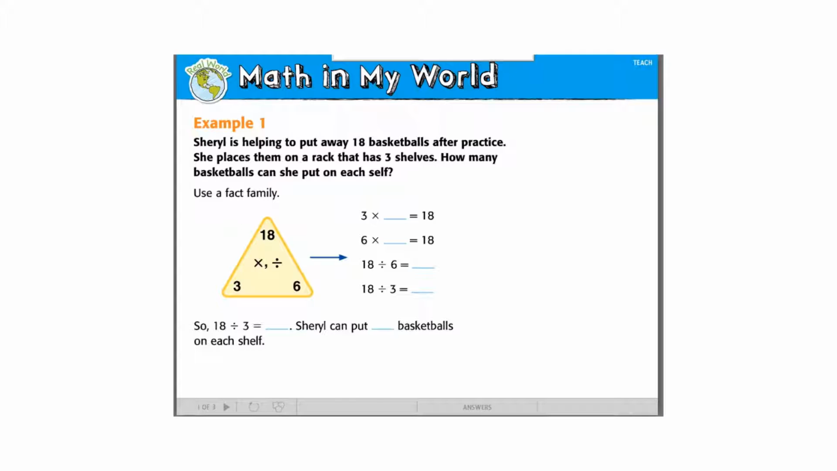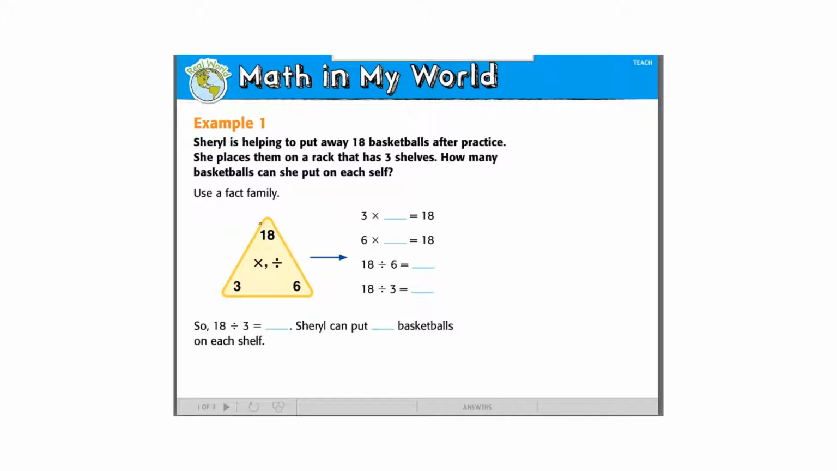Example number 1 says Cheryl's helping to put away 18 basketballs after practice. She places them on a rack that has 3 shelves. How many basketballs can she put on each shelf? So this question goes along with this lesson because we've been talking about fact families and how 3 numbers work together. And they've given you 2 out of the 3 numbers. So now you have to decide which is the 3rd number that goes with this fact family.